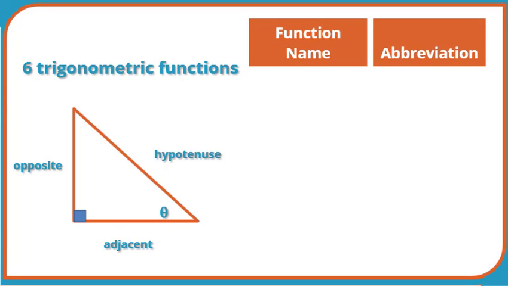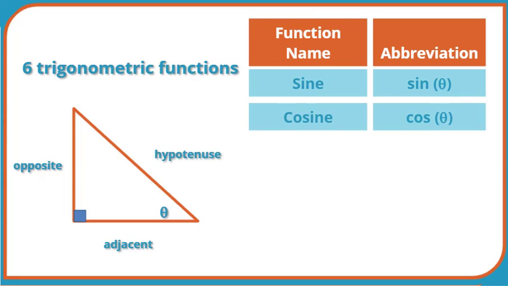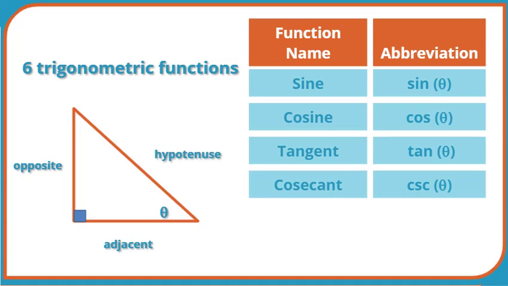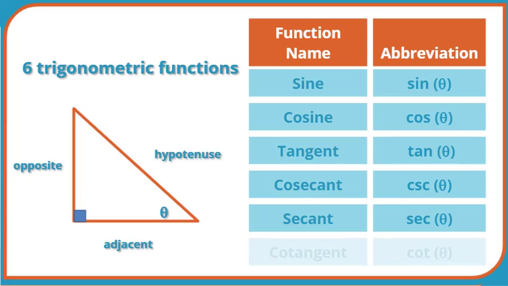Now we are ready to define the 6 trigonometric functions. Recall again that the input of a trig function is the angle and the output is a real number. The 6 functions are sine of theta, cosine of theta, tangent of theta, cosecant of theta, secant of theta, and cotangent of theta.